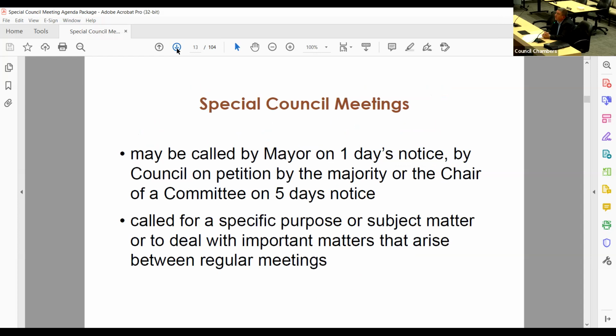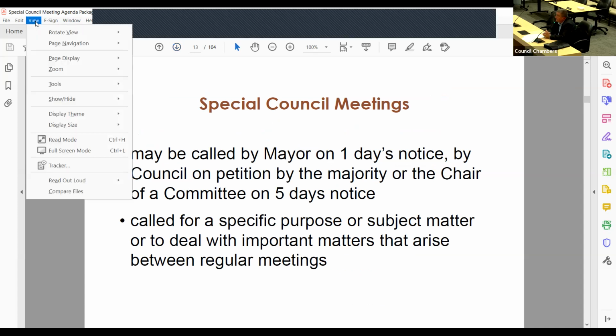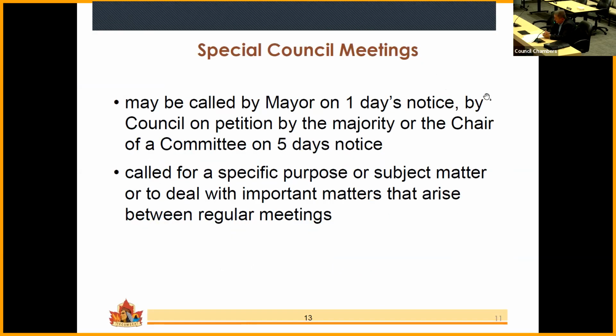Next slide. Special council meetings may be called upon by the mayor on 1 day's notice, or, and this is the wording of the current procedural bylaw, may be called by council on petition by the majority. And then it's even possible for the chair of a committee on notice to call a special council meeting. Generally speaking, as I'm sure we know, usually called for a specific purpose or a subject matter.